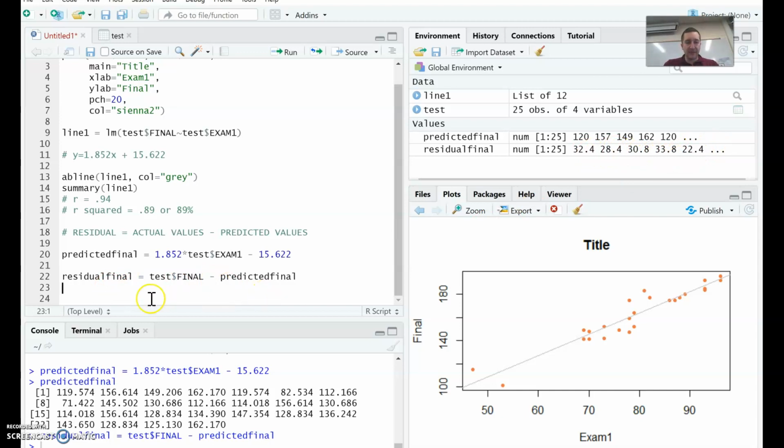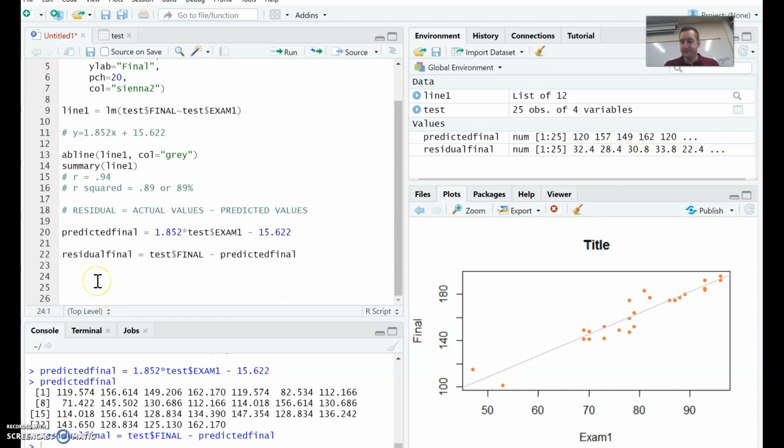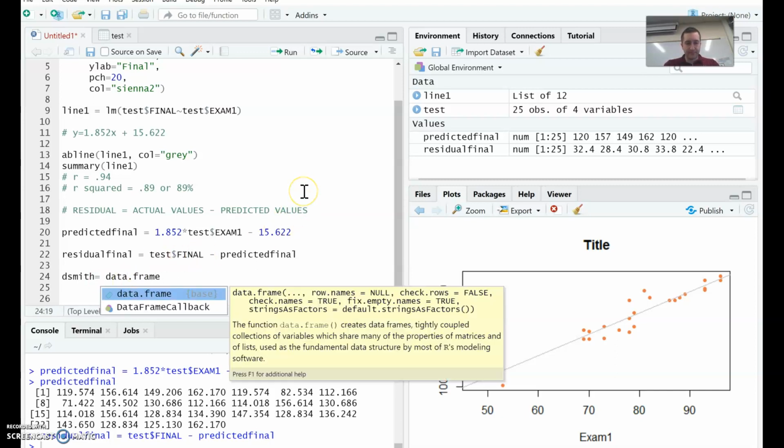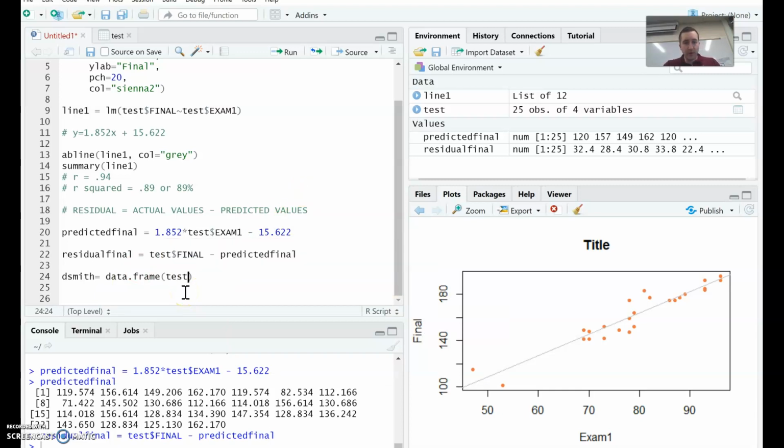Okay? So then the last piece of code, and at this point you're ready to do anything I throw at you as far as linear regression goes, is we need to make a data frame so we can actually look at our answers. Okay, so I called it dsmith in last class. I'll call it dsmith for this one. My data.frame. What do we want in there? Let's go ahead and put exam 1 in there. Let's go ahead and put the final in there. And then most importantly, let's put predicted final and residual final.